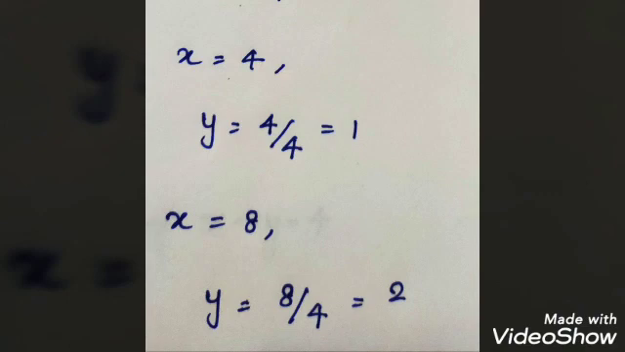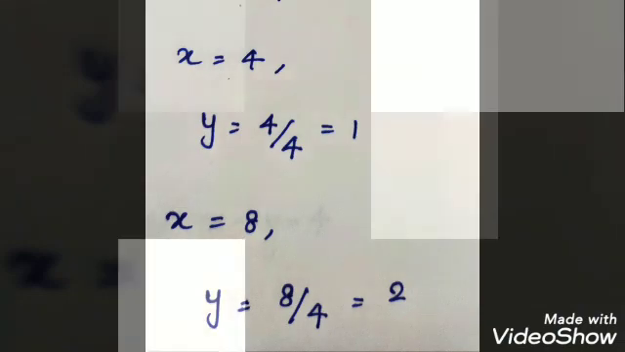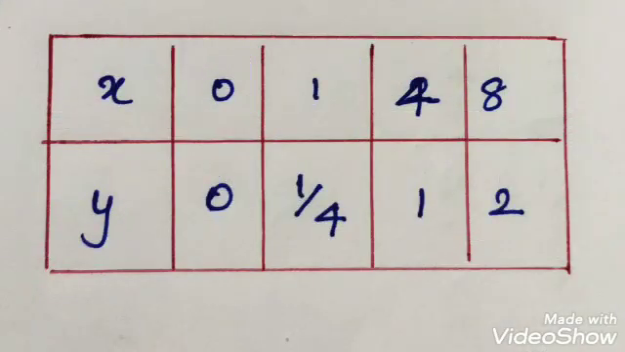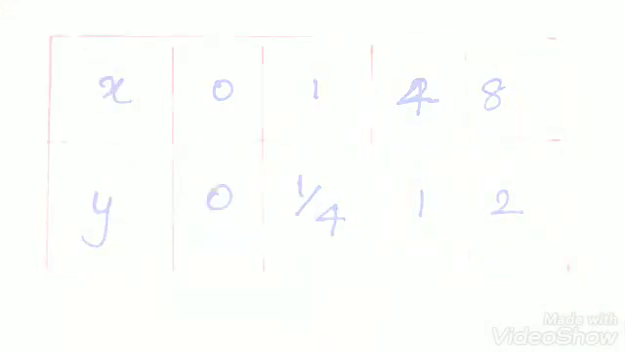Don't wonder why here we are taking 4, 8 and all. It's our wish, because in our denominator we are having 4. So if we take multiples of 4, we can easily divide. That is the thing. So we are tabulating: for 0 we get 0, for 1 we get 1 by 4, for 4 we get 1, and for 8 we get 2. It is our wish. We can take any value for x and we get the respective y values, right?